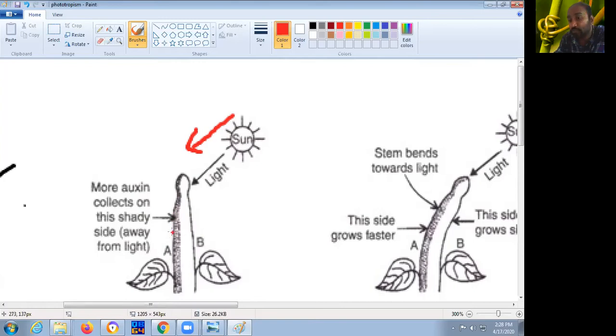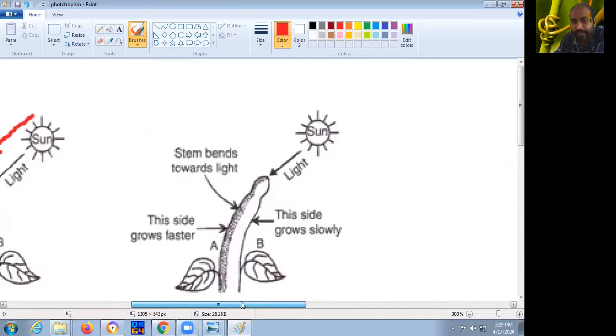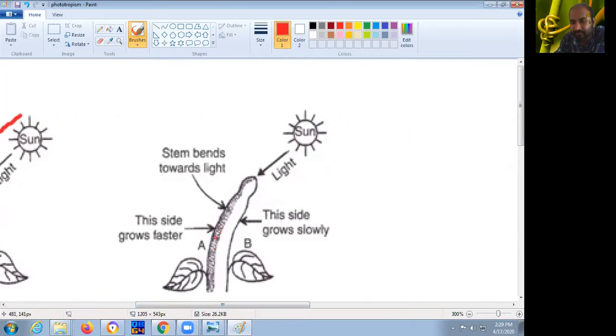Now auxin always promotes cell growth, cell division. So what happens here? Cell elongation. Auxin makes these cells elongate. When the cells elongate, they bend because the size of the cell is more here. Here nothing has happened. This side grows slowly, this side grows faster. And because of that, the plant bends towards the light. Positive phototropism.